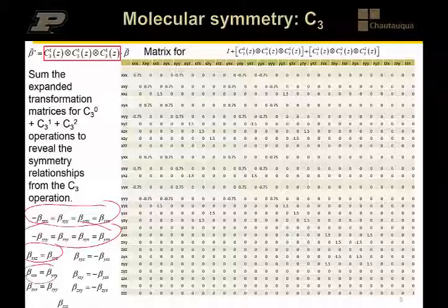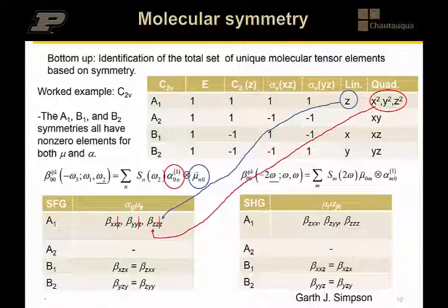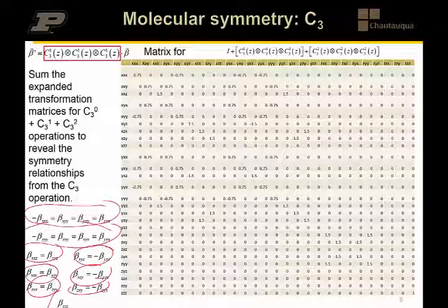1, 2, 3, 4, 5, 6, 7, 8, 9. Well, the 9 really isn't a symmetry operation. So that is how we can take advantage of this architecture for application of symmetry to identify buried relationships between tensor elements in the presence of molecular symmetry.